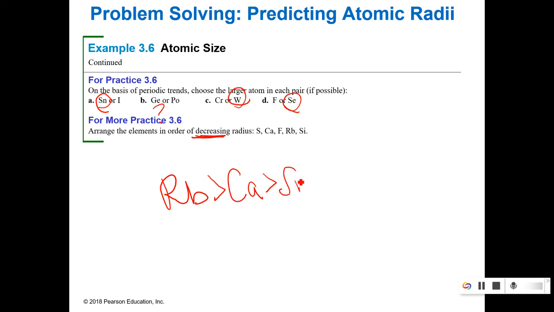And then silicon, sulfur, and fluorine. Fluorine is almost the smallest element because it's closest to helium. Okay, so if you have to arrange them, just make sure you know which one it's asking. Is it increasing or decreasing? Decreasing means biggest to smallest.